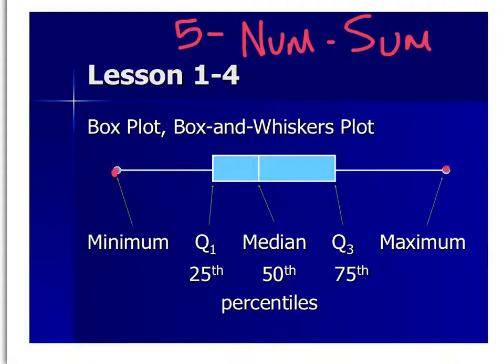Max and mins are points. And for the Q's, Q1, Q2, Q3, you give them lines. You then connect those lines and make a box, and then connect the box to the points to make the whiskers.